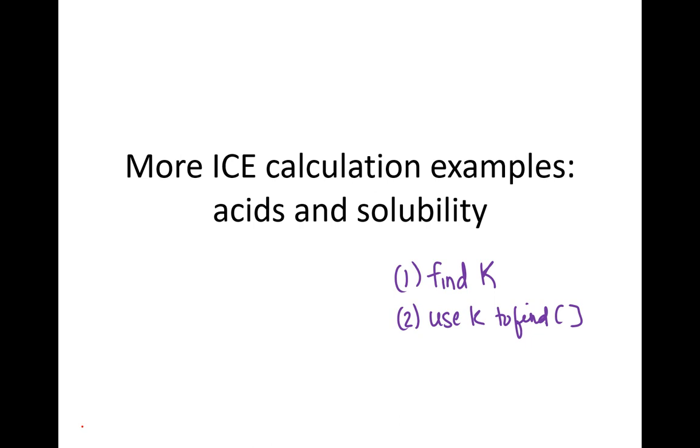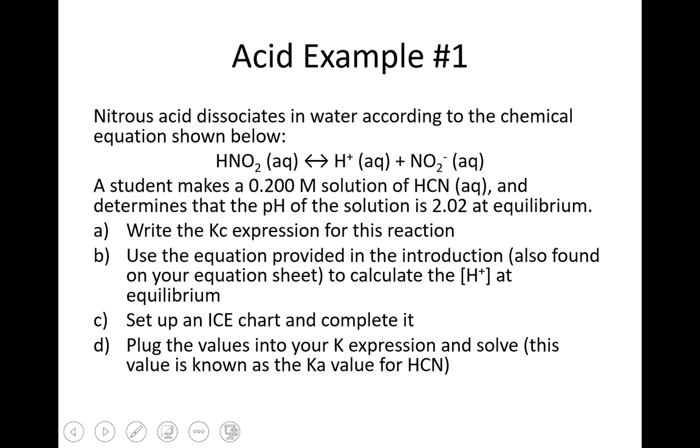And we're going to look at applying this in two different scenarios: if you're dealing with acids, and when you're looking at the solubility of an ionic compound. Okay, so we've got this example number 1 with an acid. We're looking at nitrous acid, which is different from nitric acid. It has HNO2 rather than HNO3. And it dissociates in water according to the chemical equation shown below.